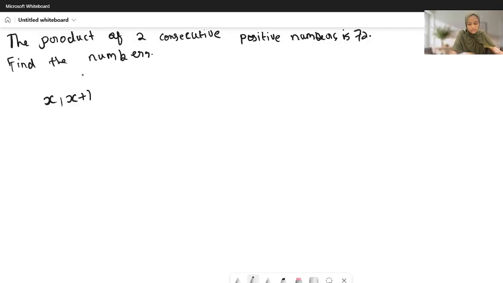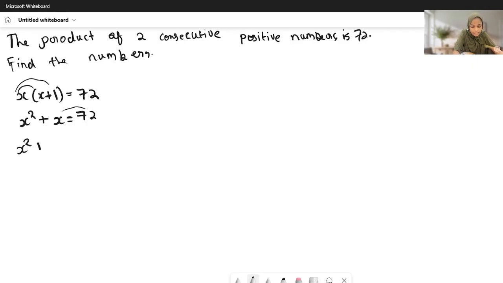It says product, which means we are going to be multiplying them. So x times x plus 1 is equal to 72. We are going to be multiplying it like this. So x into x is x square, plus x into 1 is x, is equal to 72. To make this a quadratic equation, we can take this 72 to this side, and it's going to be a quadratic equation. So x square plus x minus 72 is equal to 0.